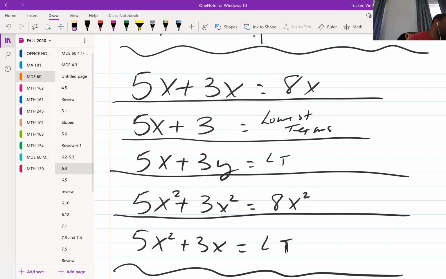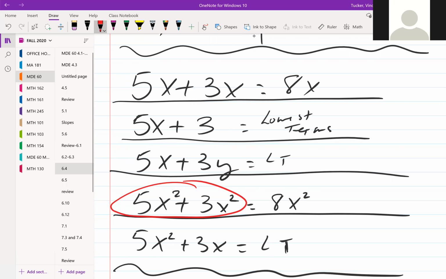You cannot add them together. 5x plus 3y. One has the x and the other one has y, that's already in lowest terms. You cannot add them together. One has x and one has y. Okay. Right, can't add them together.